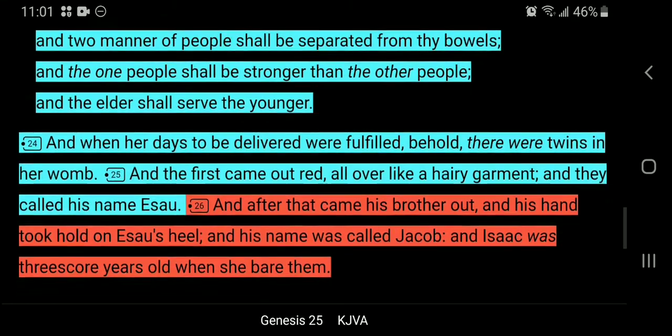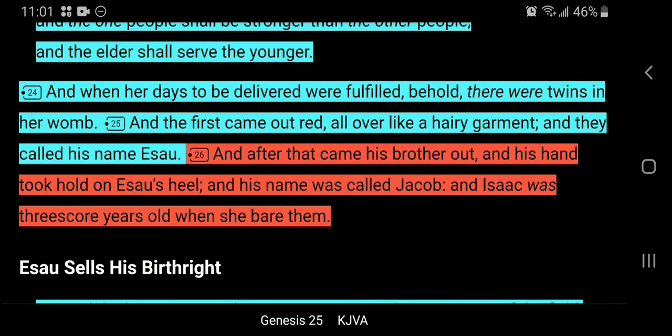So let's see who comes up first. And when her days to be delivered were fulfilled, behold, there were twins in her womb, and the first came out red all over like a hairy garment, and they called his name Esau. So the first one came out red all over like a hairy garment, and they called his name Esau. And after that came his brother out. And they didn't mention anything about how his brother looked, so he must have looked normal, right? And his hand took hold of Esau's heel, and his name was called Jacob.